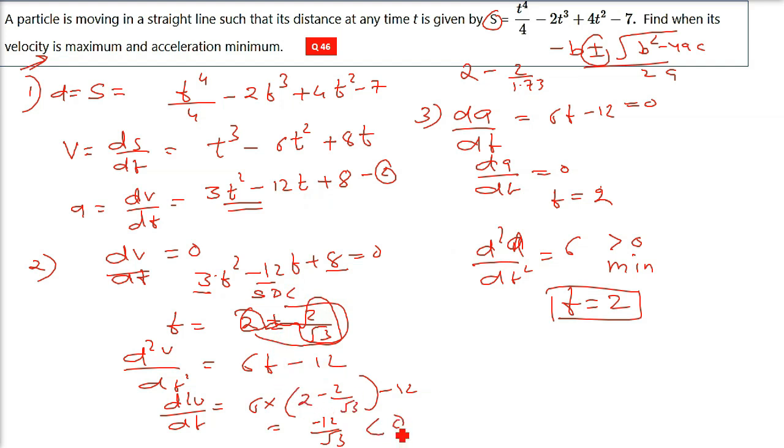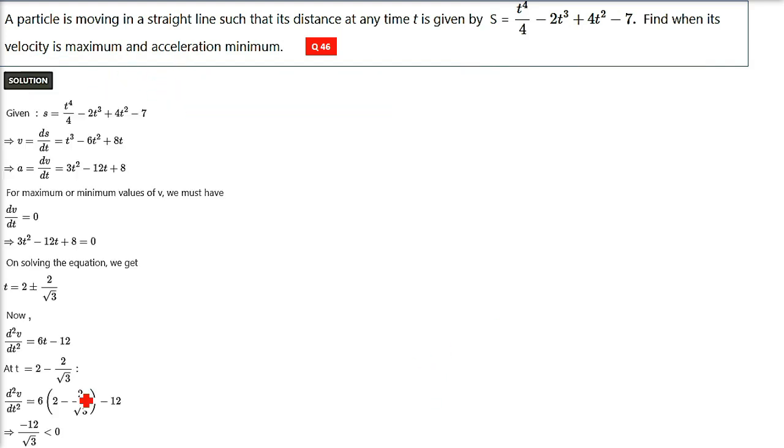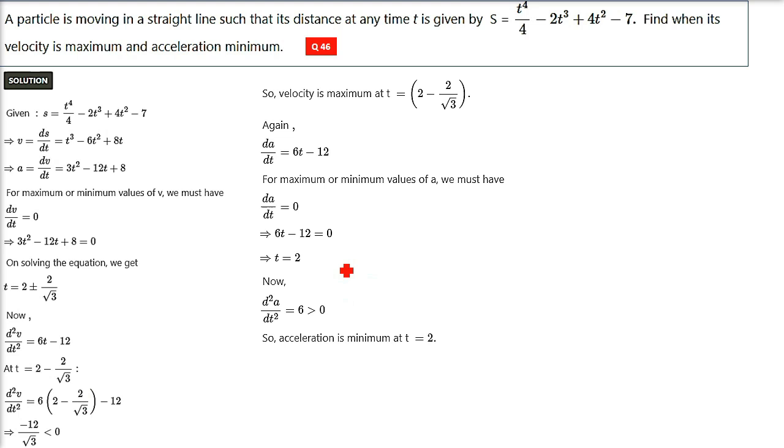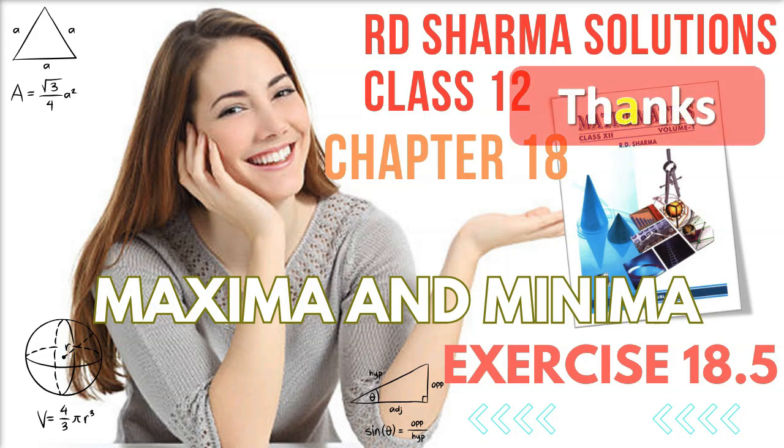So there are two values for which you get velocity and acceleration as maximum and minimum. And you can refer here also to what we have done just now. All these things have been explained, but 2 plus 2 by root 3 and 2 minus 2 by root 3 both need to be checked. I just told you 2 minus 2 by root 3 just to save time, but you have to do all of it. So all of this has been done.